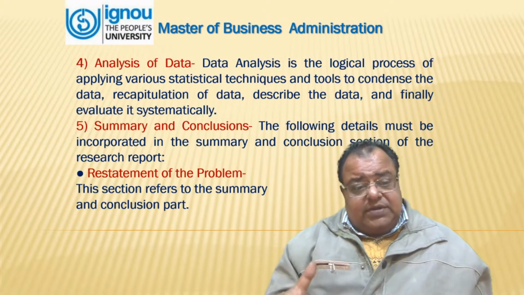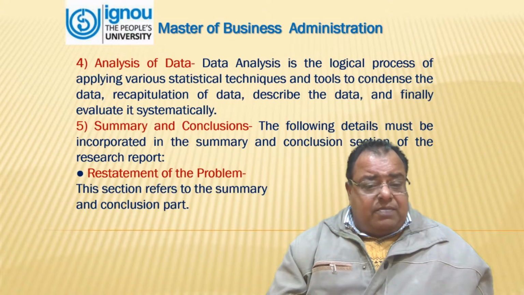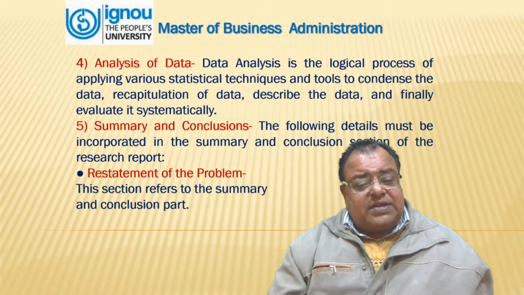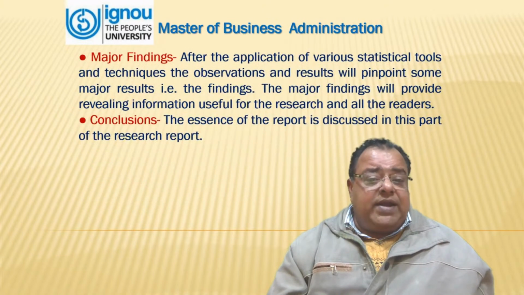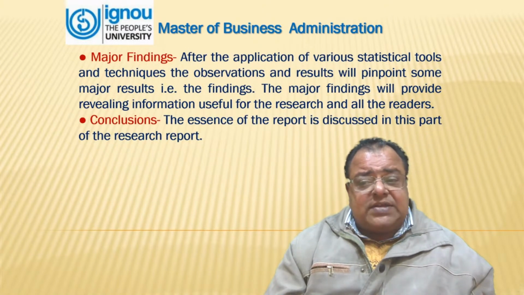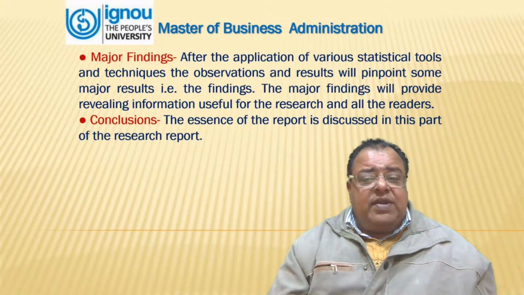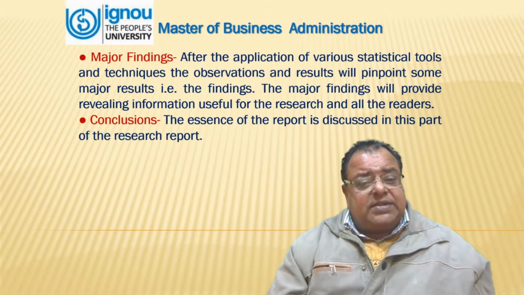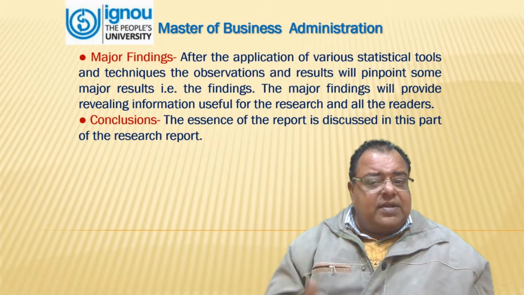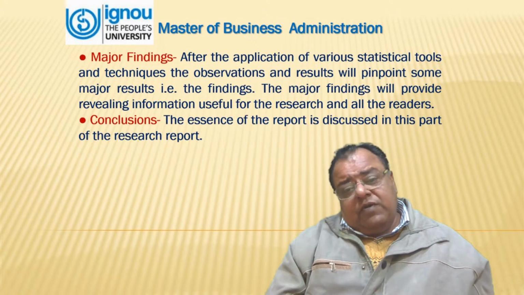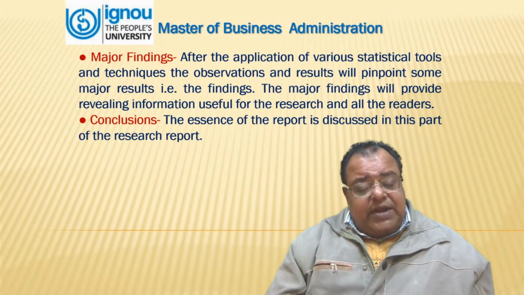Summary and conclusions. The following details may be incorporated in the summary and conclusion section of the research report. That is, restatement of the problem. Major findings. After the application of various statistical tools and techniques, the observations and results will pinpoint some major results, that is, the findings of the research. The major findings will provide revealing information useful for the researcher and all the readers.